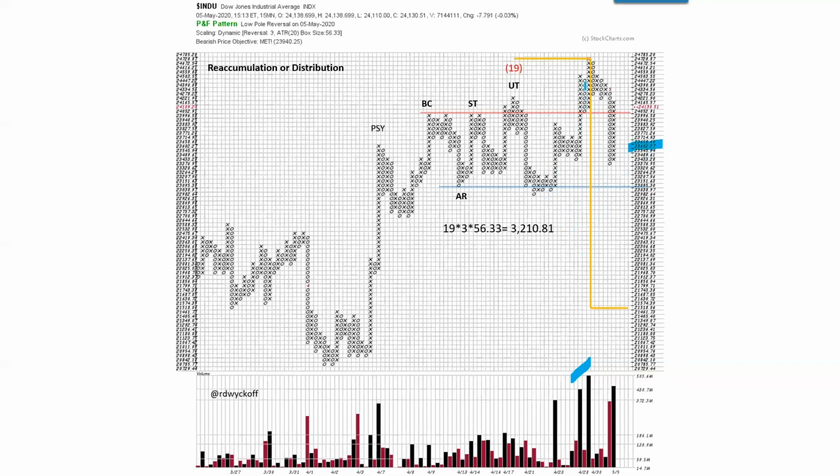Now, just to give you an idea of the size of the count, this is a segment. This segment is 19 columns, 3-box reversal, gives us a count generation of 3,211 points, let's call it, which takes us down to here above the March low. This is a first segment count.